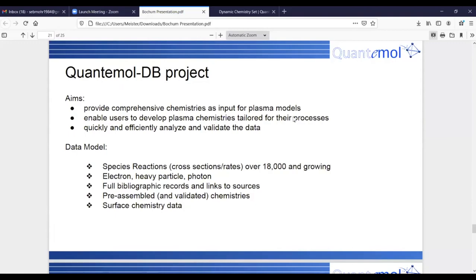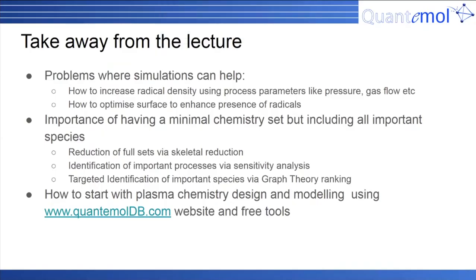So then to conclude, what I've shown in this talk is, while simulations can be a helpful tool in enhancing your process parameters or to get data for simulations of surfaces, it is important to have a good chemistry set, which means that it is small enough to run simulations in a reasonable amount of time, but which also includes all important species and processes. And I've shown you some of our techniques we use to generate such sets, for example, the chemistry set reduction or the skeletal reduction. I said, if you want to have a look at our database, just go there and sign up.